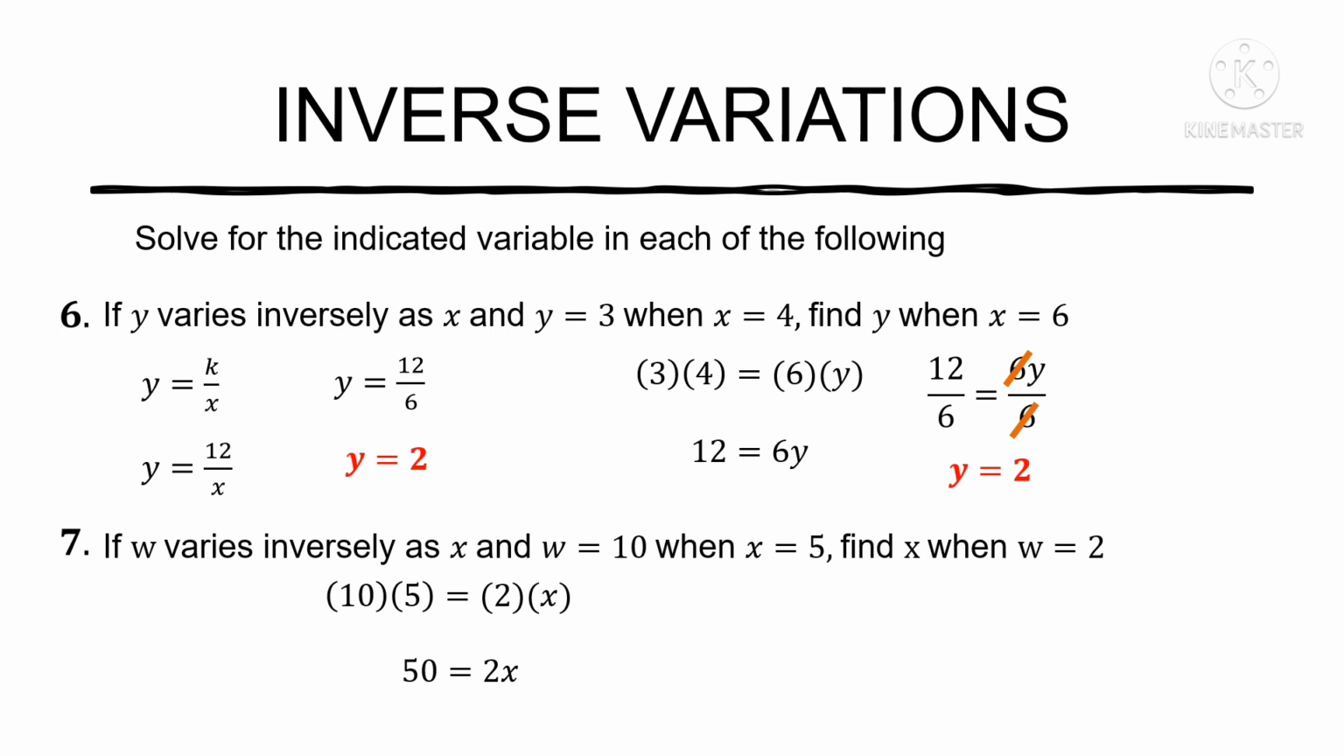Then, divide both sides by 2. So, yung 2x na ito, makaka-cancel na yan. So, x na lang. Tapos yung 50 divided by 2 is 25. So, ganyan lang. Yan na ang sagot. That's the value of x when W is 2. So, ganyan kadali yung pag-solve niyan.